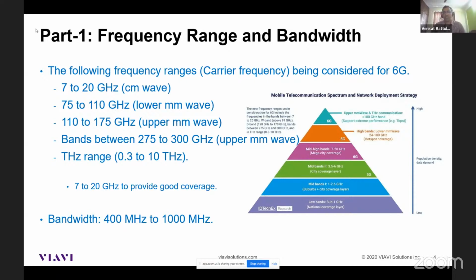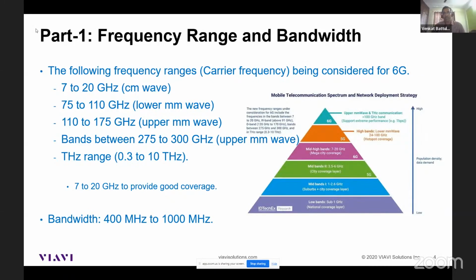A lot of challenges in designing RF components. It's not a walk in the park. We'll see the challenges later on. The next band, 75 to 110 gigahertz, is lower millimeter wave. 110 to 175 gigahertz is upper millimeter wave. The bands between 275 and 300 gigahertz, again upper millimeter wave. Then the important thing that the wireless industry is now actively researching is terahertz.